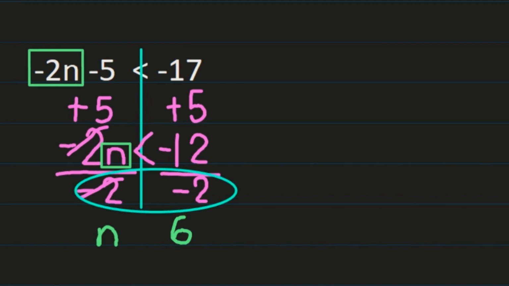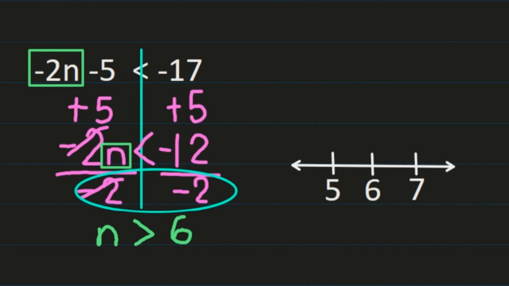And here, we need to notice that we divided both the left and the right by a negative number, which means that we're going to need to reverse or flip that inequality sign. So instead of a less than sign, we need to change it to a greater than sign. So I'll have n is greater than 6. And if we need to graph this on a number line, I have n is greater than 6. Well, 6 is not part of my solution set because it's only numbers that are greater than 6.